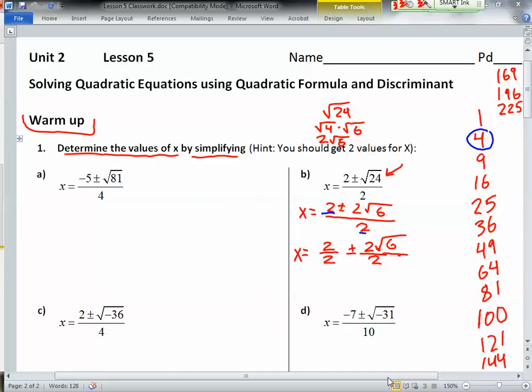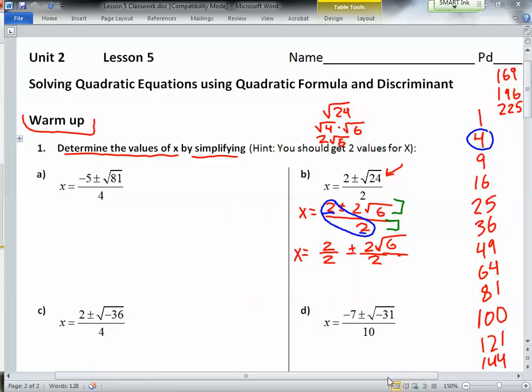All right, so all I did right here is I took this and I split it up into 2 separate fractions. I did 2 divided by 2, then I did plus or minus 2 times the square root of 6 divided by 2, and that was this divided by that. I see that the drawings up there are confusing, but you guys see what I did right there? Just split it up. Okay.